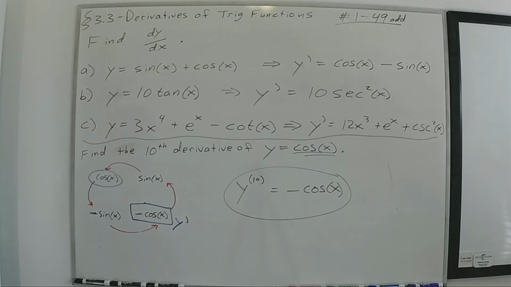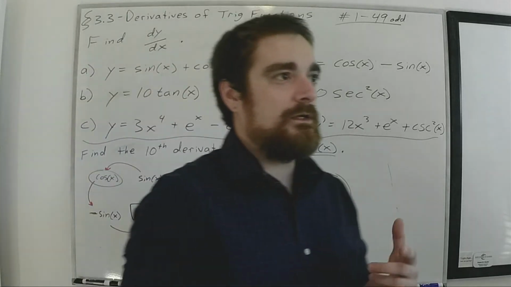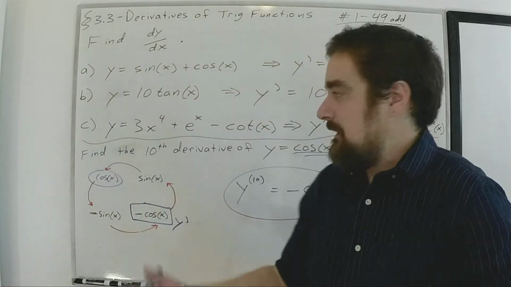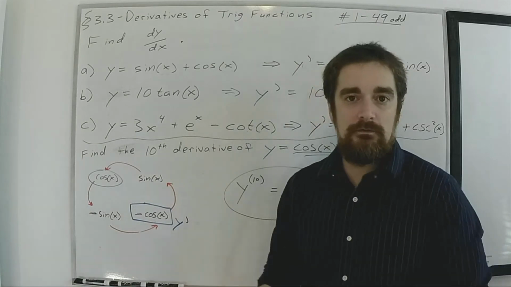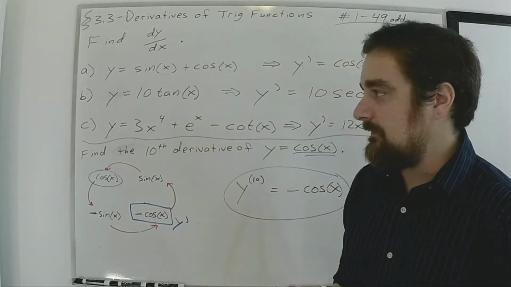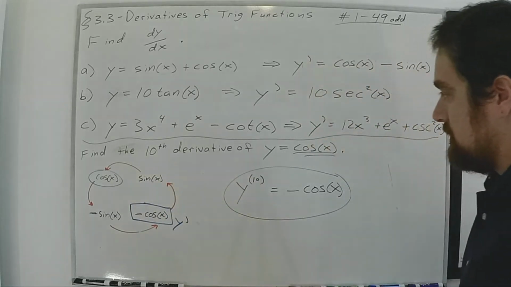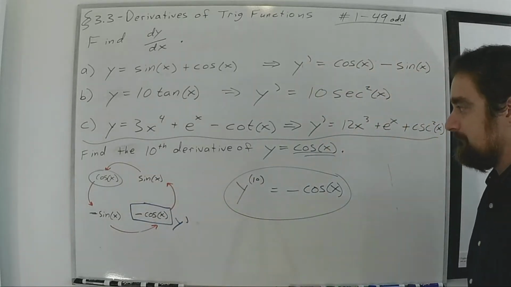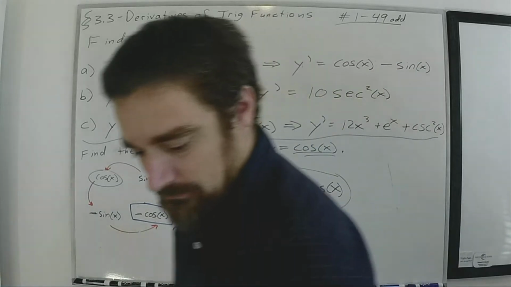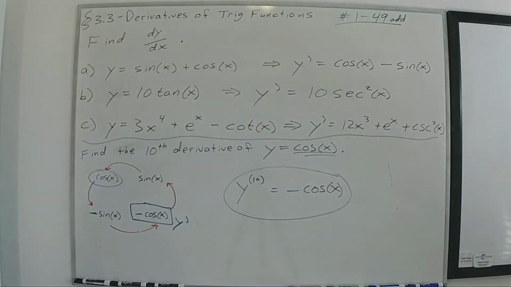If you ever come across sine of x or cosine of x and you're asked to find, it may not be a 10th derivative, but maybe even fifth, sixth, seventh at that point, you might just recognize the pattern and get to that sixth, seventh, eighth derivative really quickly. So I just wanted to show you that nice little trick that we have for sine and cosine.